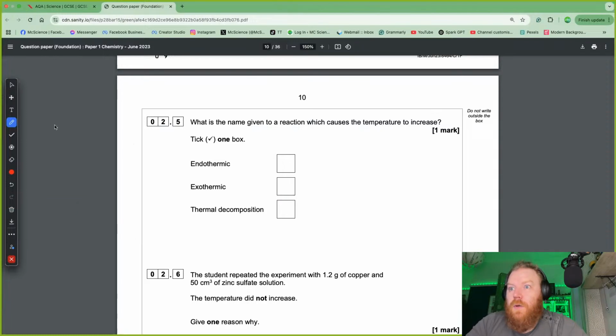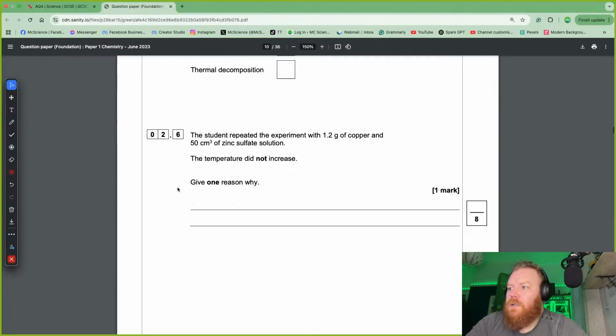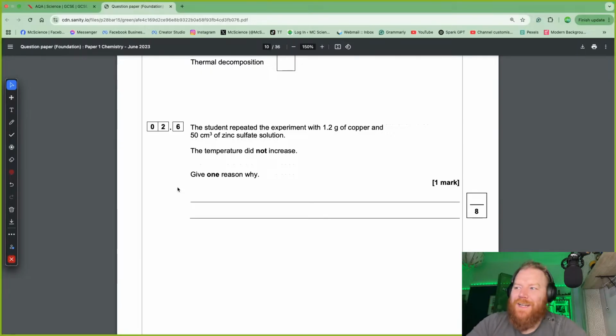Moving us on again. The students repeat the experiment with 1.2 grams of copper and 50 centimeters cubed of zinc sulfate solution. The temperature does not increase. So the command word here is give one reason why. This is just 1 mark, and they're wanting to know why. And this is one of these typical questions where we look at our reactivity series.